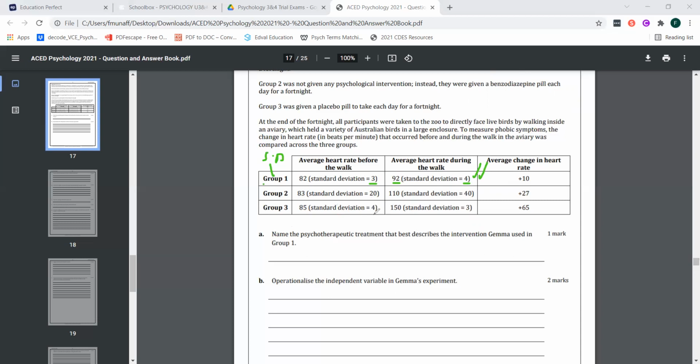Okay, when we look at group 3, it's similar. They went from 4 to 3. Okay, their heart rate has still gone up, but the standard deviation is quite low. Even though their heart rate has gone up a lot, there's not a lot of difference in terms of the standard deviation. So that indicates that there is less variability there.